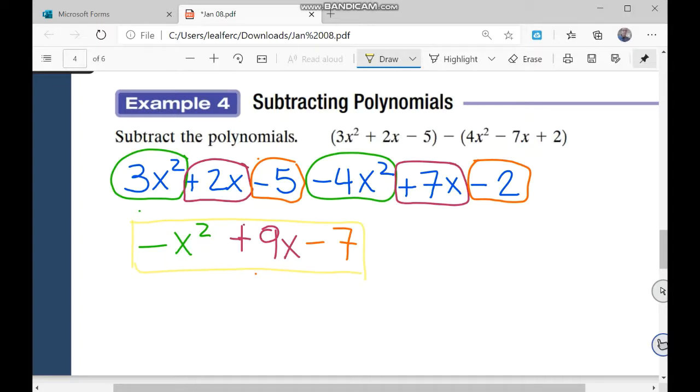As you can see, the only thing different from yesterday is that you have to find the opposite of the second polynomial, the one after the minus sign, and then you put together all the terms and combine like terms exactly as we did yesterday.